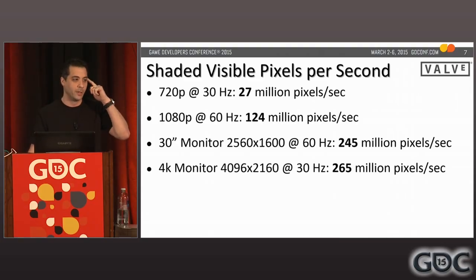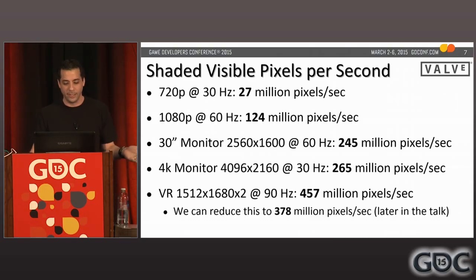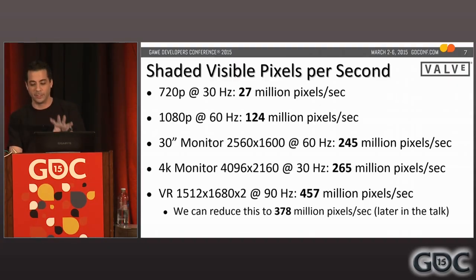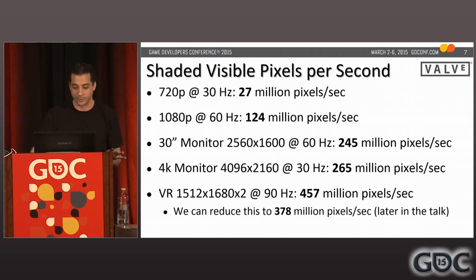4K monitors are new. If we look at a 4K monitor at 30 hertz, it's a little bit more, about 265 million pixels a second. VR, on the other hand, since we're rendering stereo with a 1.4x scaler for two eyes at 90 hertz, you have to hit 457 million pixels a second, which is a lot of pixels, okay? We're going to reduce that number to 378 million pixels per second later in this talk. But that is a big number, and it's something that worries me.